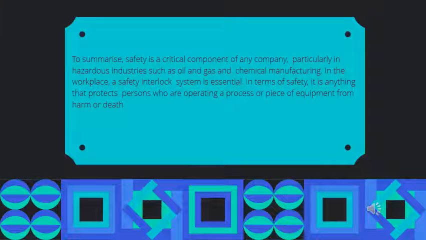So for the conclusions, safety is a critical component of any company, particularly in hazardous industries such as oil and gas and chemical manufacturing. In the workplace, a safety interlock system is essential. In terms of safety, it is anything that protects persons who are operating a process or piece of equipment from harm or death.